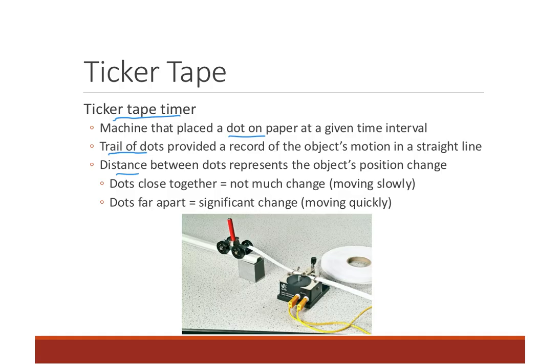As a result, dots that are close together, well, there's not much change, and so that means that the object was moving very slowly at that point. When the dots are very far apart on your ticker tape, then there has been a significant change, or your object is moving quickly. Now, we don't use this machine anymore. We've got a variety of computer-based technology to help us do these sorts of motion analysis, but we do use illustrations of that tape when we're talking about motion.